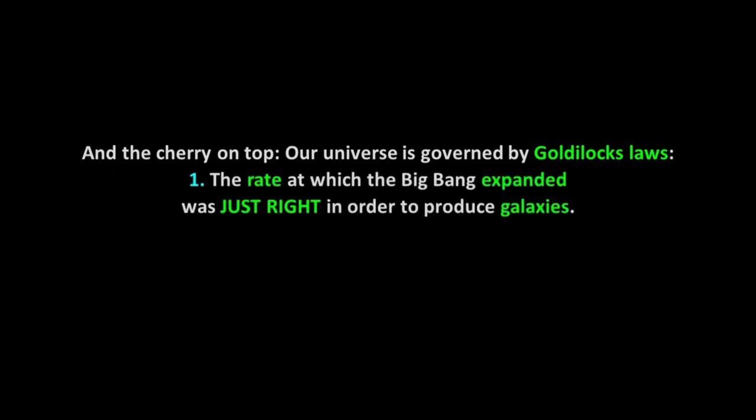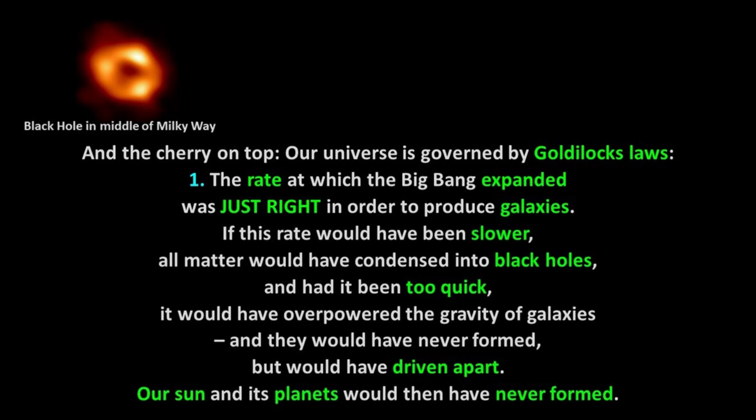And the cherry on top, our universe is governed by Goldilocks laws. Did you know that? Number one, the rate at which the Big Bang expanded was just right in order to produce galaxies. And if galaxies never existed, we wouldn't exist. If this rate would have been slower, all matter would have condensed into a black hole. And had it been too quick, it would have overpowered the gravity of galaxies and they would have never formed, but would have driven apart. Our Sun and its planets would then have never formed, and neither would we.